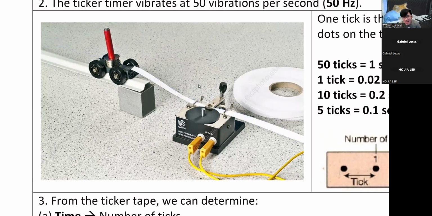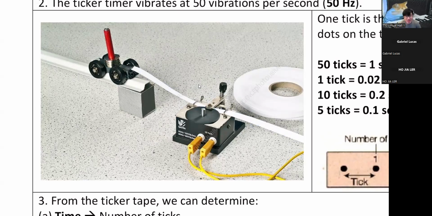I have a question, guys. If the dots are very far apart, what does it tell you about the speed? Is the car going very fast or is the car going very slow? Dots are very far apart, equal distance. If the dots are very far apart, does it mean the speed is very high or very low?